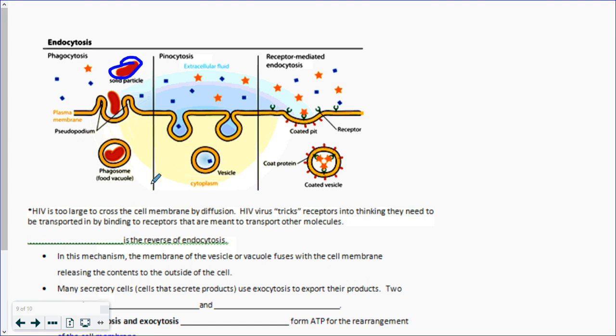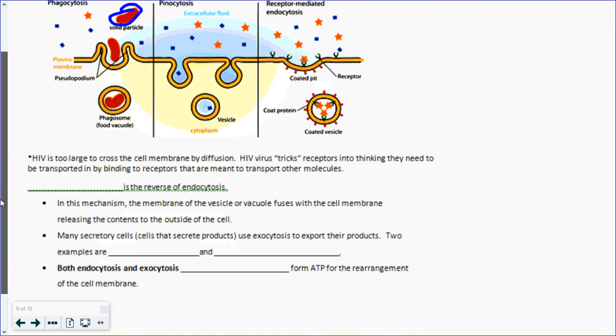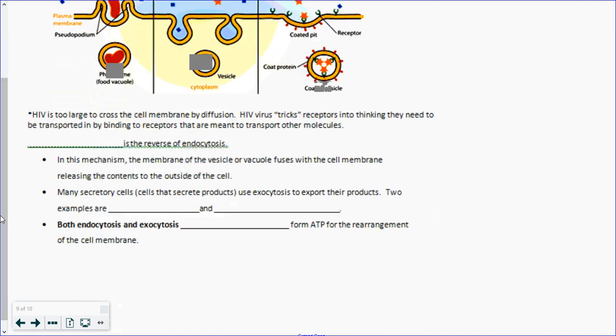You can read that, but that's just some of the interesting stuff about HIV since we talked about it a little bit earlier. So exocytosis is the reverse of endocytosis. It's the cell trying to get rid of something, a waste product, or something that was produced within the cell that needs to be transported to other cells. So exocytosis is kind of the reverse process.